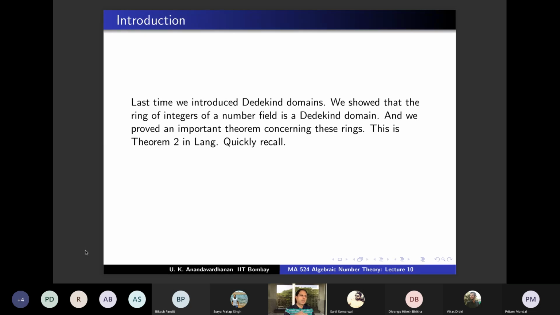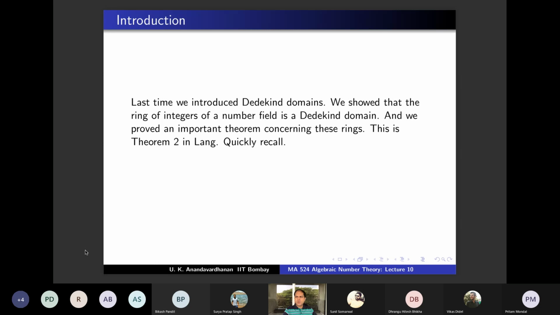in Lang, and we already recalled non-zero fractional ideals will form a group. So what is a fractional ideal? A fractional ideal is an O-module in the quotient field with the property that there is some element in the ring with which, when you multiply, this submodule of the quotient field is actually part of your ring. So C times A is contained in O. It's actually an ideal. And then we showed that the non-zero fractional ideals will form a group, and of course it will be commutative because the ring is commutative.